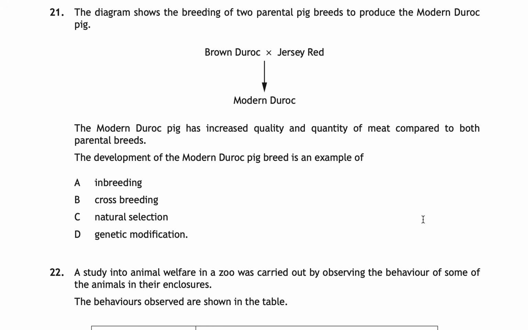So the correct answer for this is B. It is crossbreeding. Breeding 2 pigs of different breeds would just be an example of crossbreeding. You're going to end up with a hybrid, in this case the modern Duroc. I can see there's a bit of hybrid vigour taking place here because this hybrid pig has increased quality and quantity of meat. It would not be inbreeding because it is not closely related pigs that are being bred generation after generation. This would be crossbreeding.